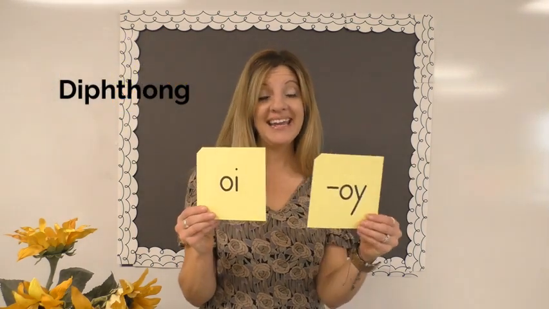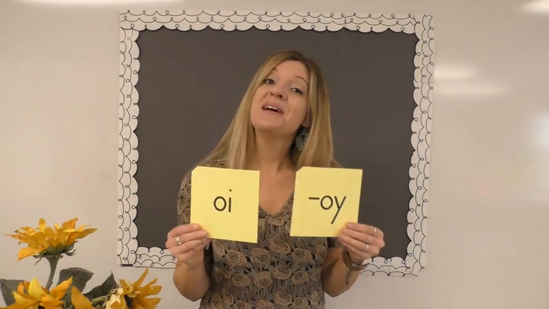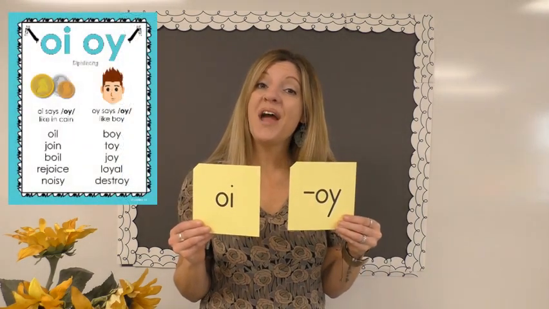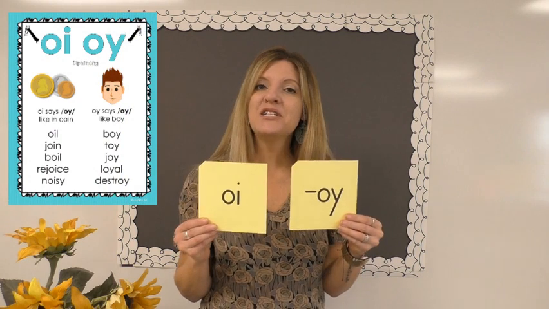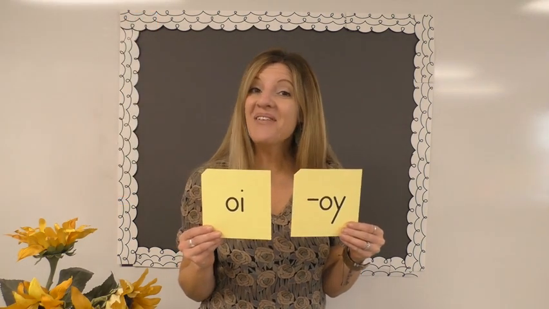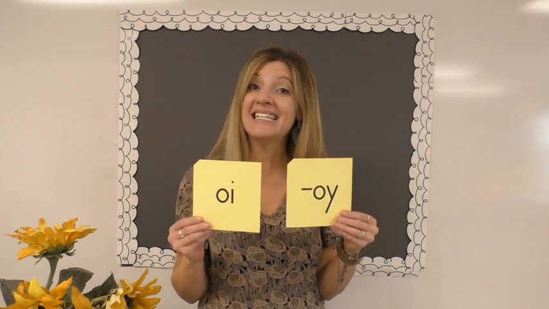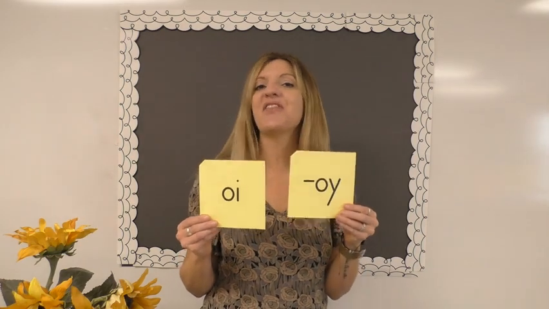And today we're going to talk about the next diphthong pair, OI and OY. Both of these diphthongs represent the OI sound. Watch my mouth as I say OI. Do you see how it slides from one position to the next and also makes a sliding sound? So that's what a diphthong is.